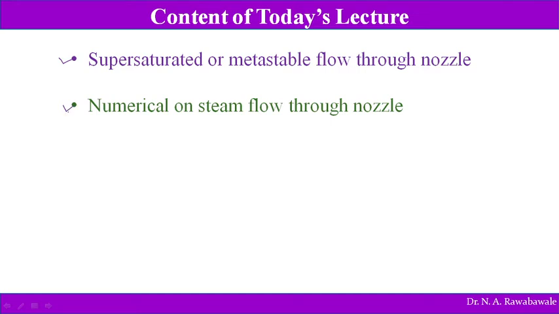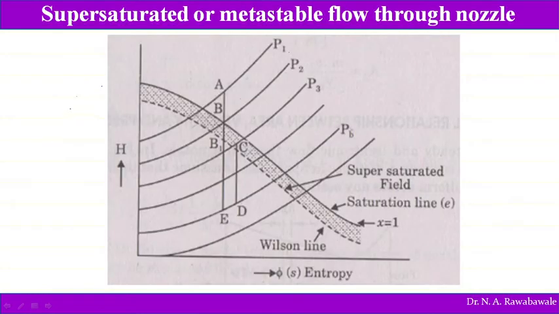Now let us move towards supersaturated or metastable flow through a nozzle. In a nozzle, when steam passes through, the expansion process takes place. Due to the expansion, the pressure of steam gets reduced. Let us consider steam entering the nozzle at point A at pressure P1, which is expanded isentropically from point A to reach the back pressure of the condenser or turbine nozzle.